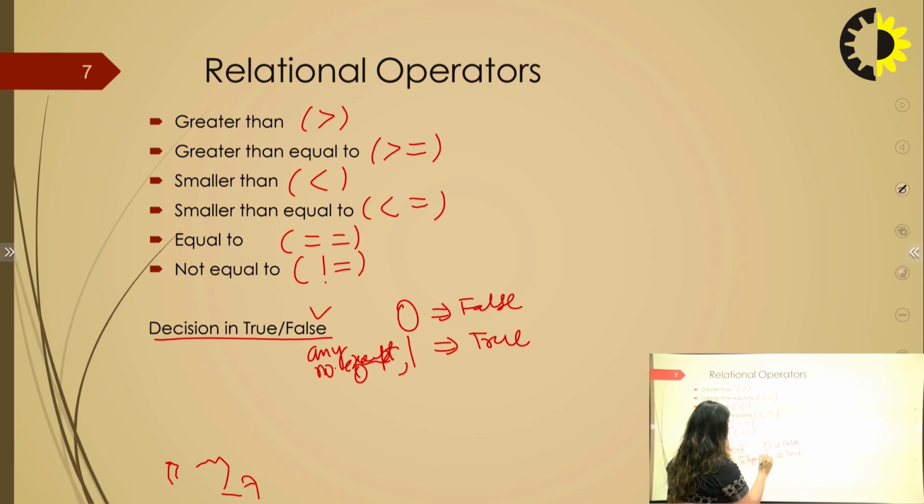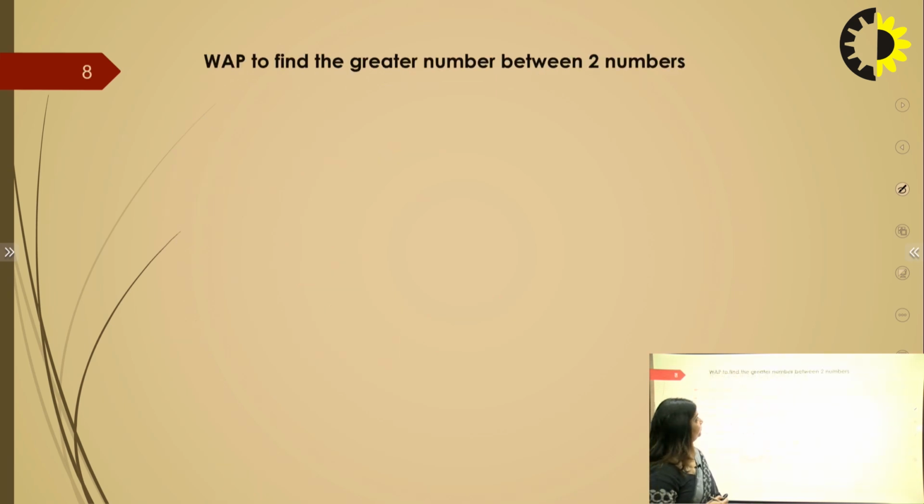Except 0. And I have taken just an example that 1 is considered as true. So here we will write a program to find the greater number between two numbers. There will be two numbers entered by the user, and the code is designed in such a way that it will give the result of which of those two numbers is greater. So we will use a relational operator here.